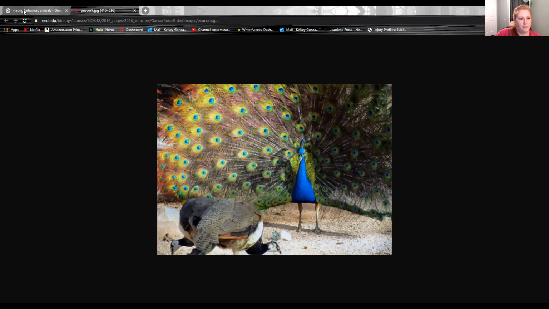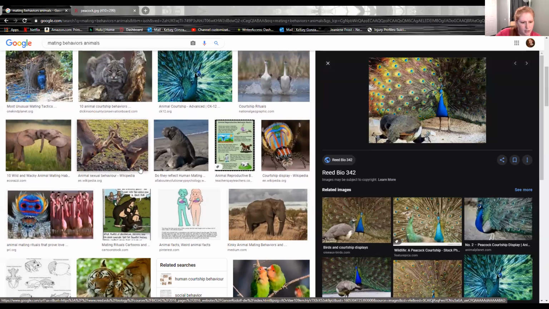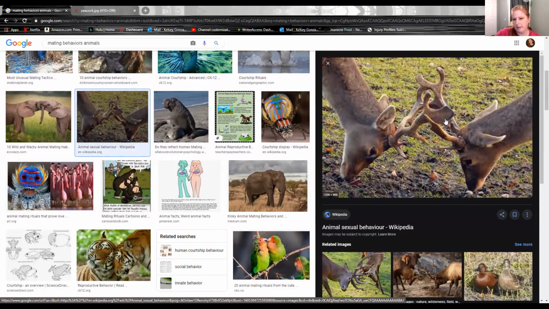Let's see if I can find another one. There is a lizard that does some crazy stuff, but I gotta find him. A couple of bucks who are going to clash. Actually, these guys look young, and they're probably just eating. Maybe they're going to fight or play.